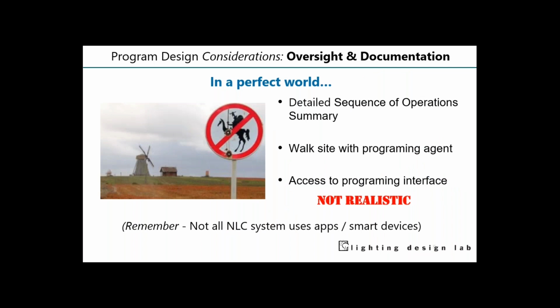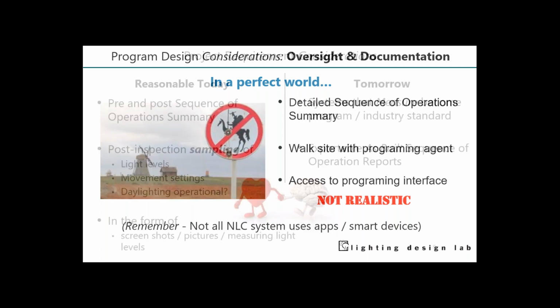In a perfect world, you would have this really detailed sequence of operations. You would be walking the site with the programming agent, and you would also have access to the configuration tool in your hand. But that's just not realistic. You might get that with some jobs, but it's not realistic to expect that. Let's also remember that not every NLC system uses an app or a smart device, so you can't even ask for a screenshot for every single system. Most systems you could, but not every one.